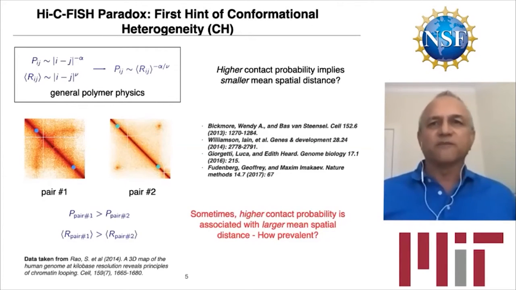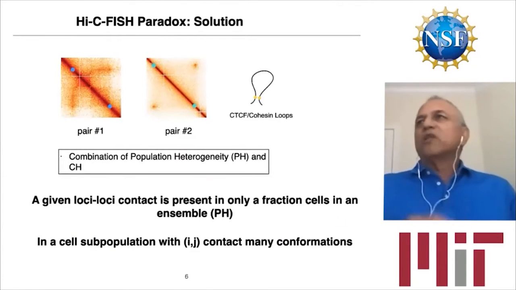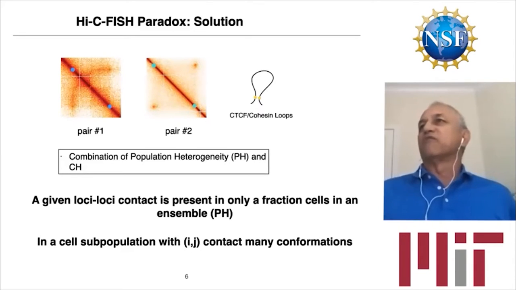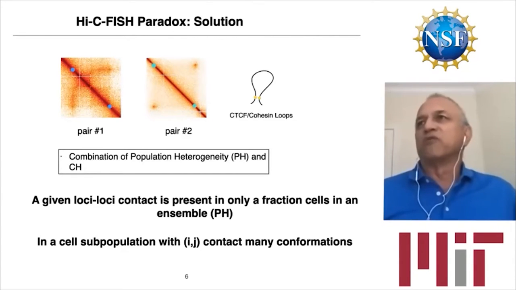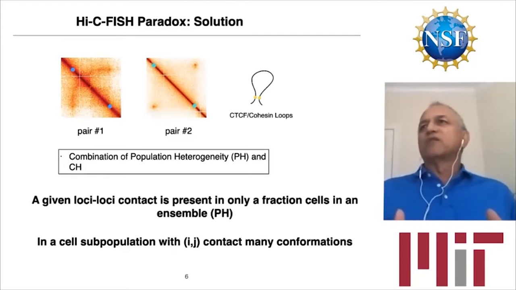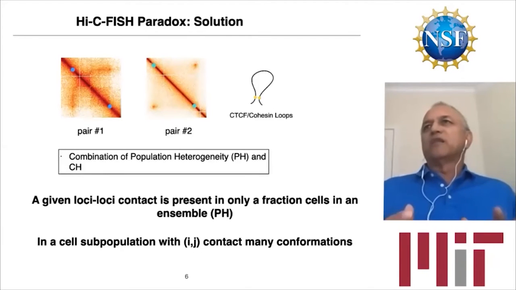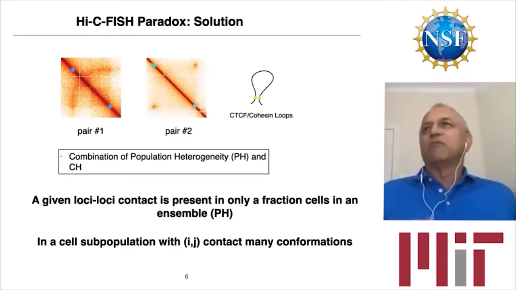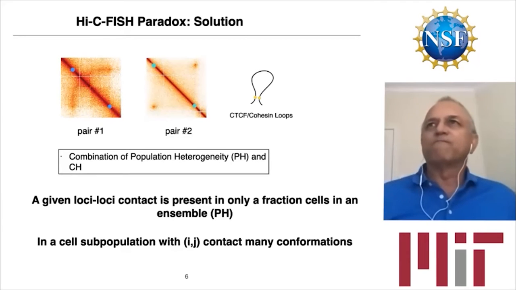Why is this? We want to resolve this paradox because this paradox is the first indication that, in fact, there is this conformational heterogeneity. Let's go back to this Hi-C experiment. In the Hi-C experiment, you synchronize a large number of cells, and then you look at the contact frequencies and you tabulate them depending upon the genomic distance.